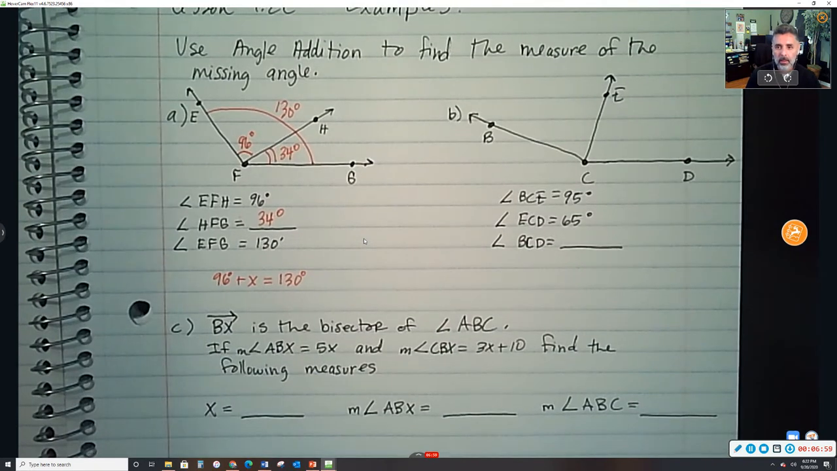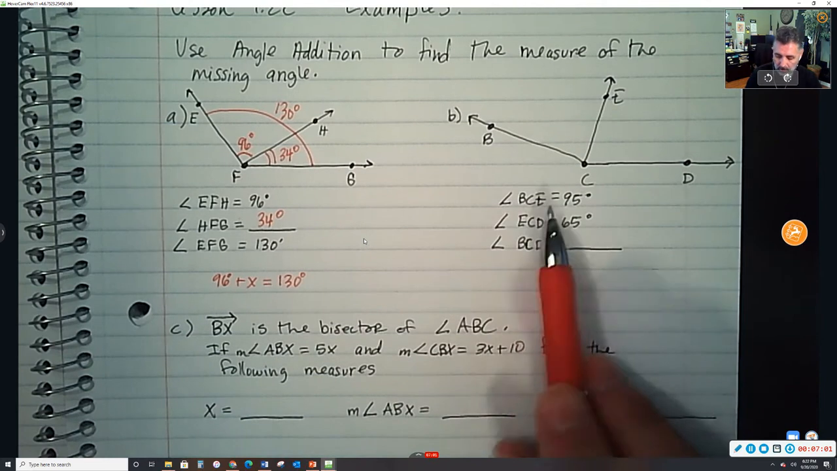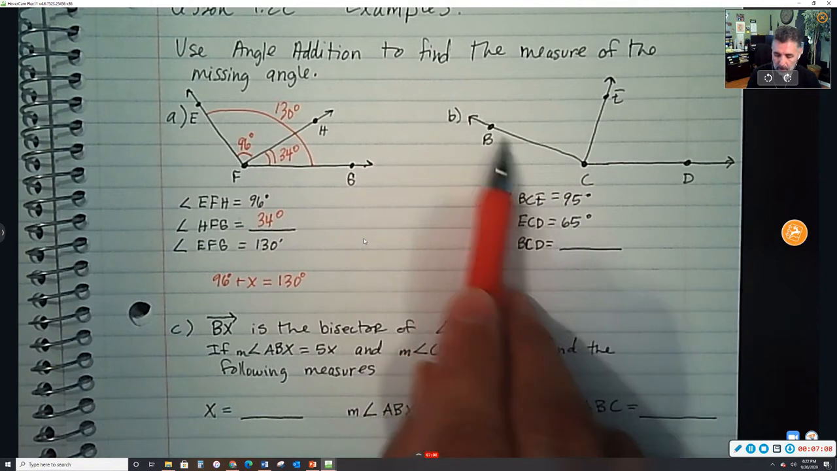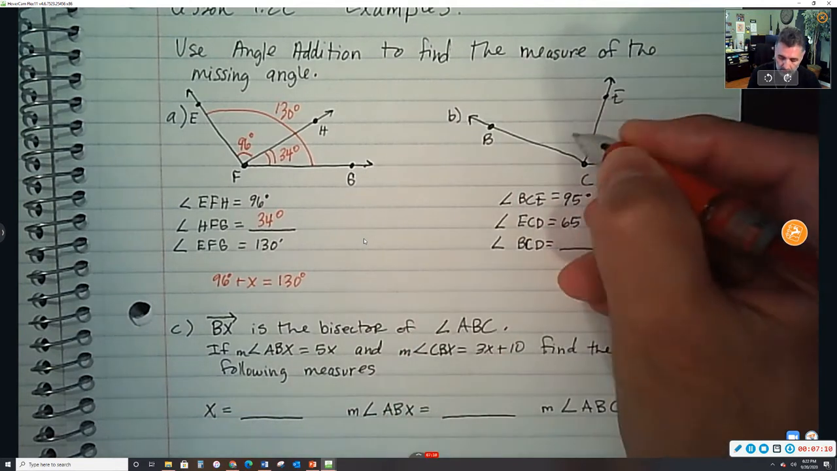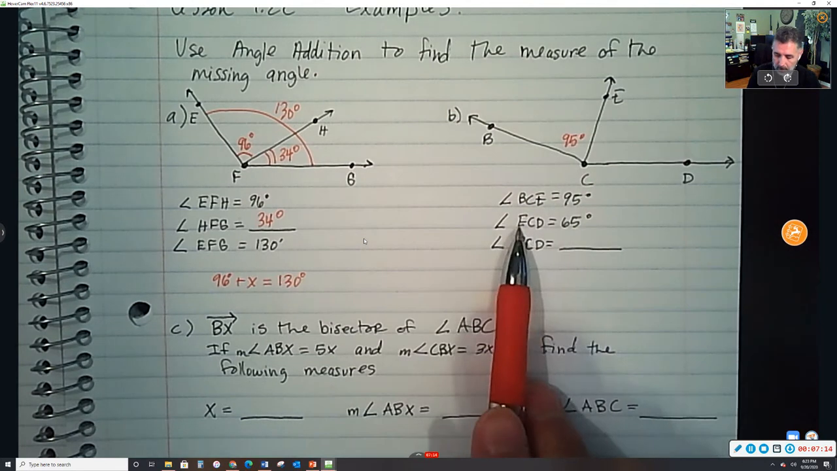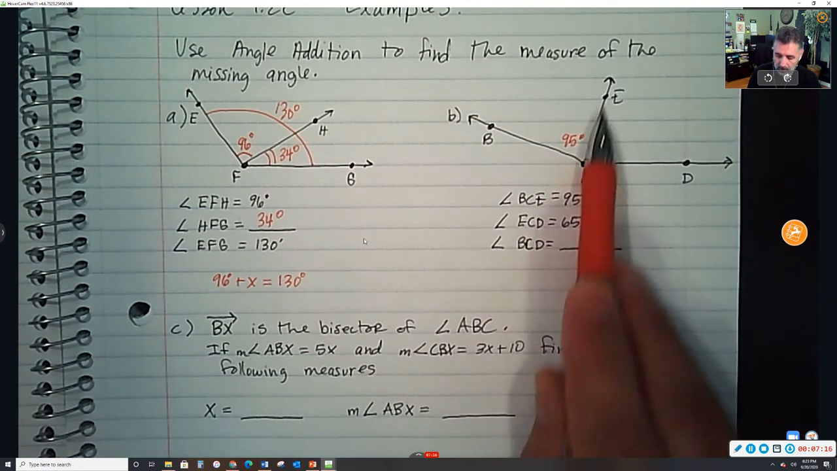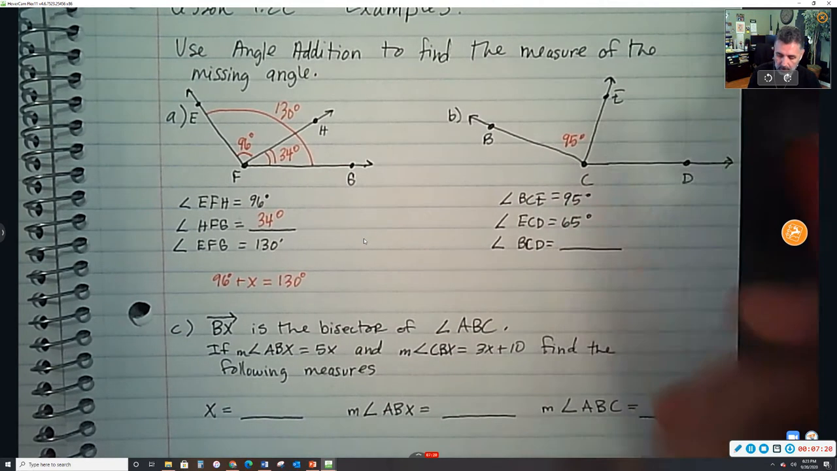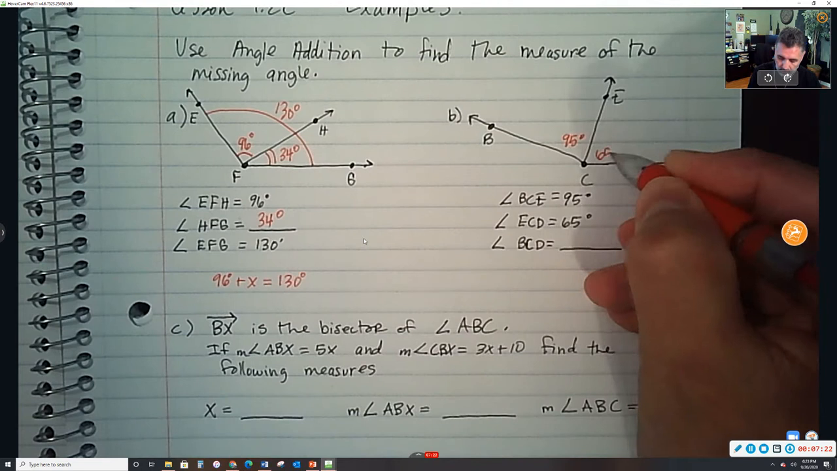So let's go on to the next one. Again, here's BCE equals 95 degrees. Angle BCE equals 95 degrees. So here's B, C, and E. So I'm going to put my 95 degrees in here. And then the other angle they give me is ECD. Here's ECD, right? So I know this one is 65 degrees.